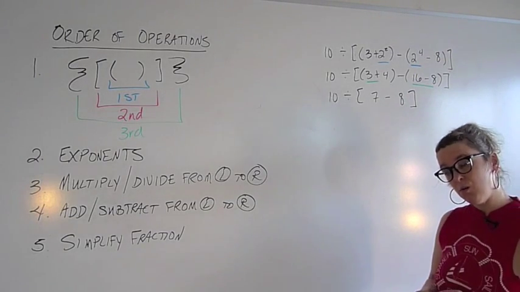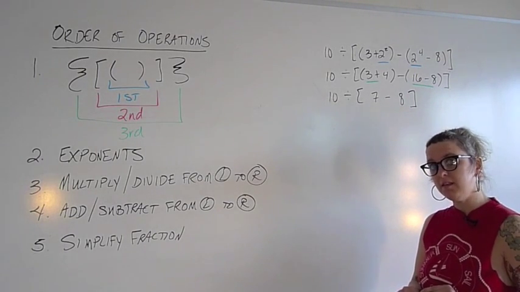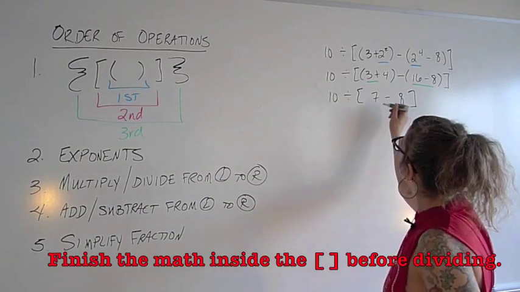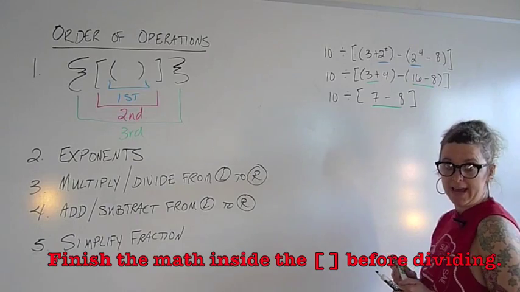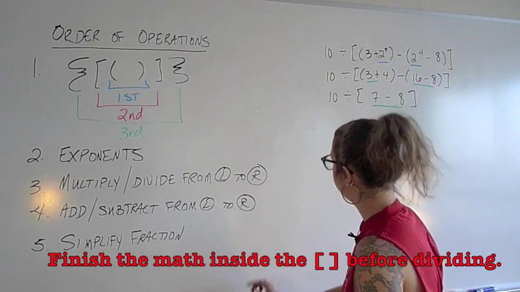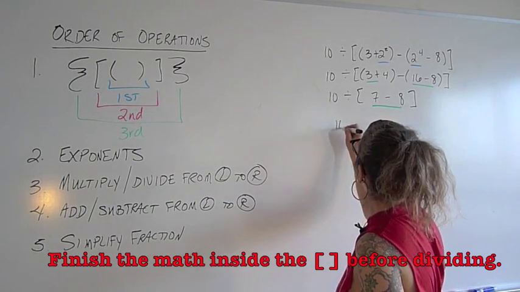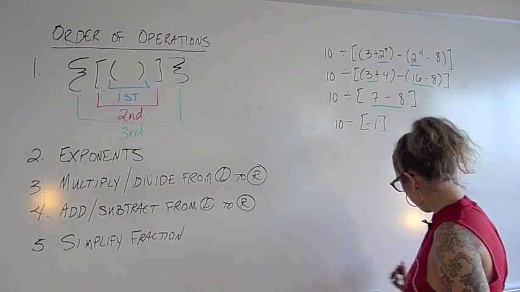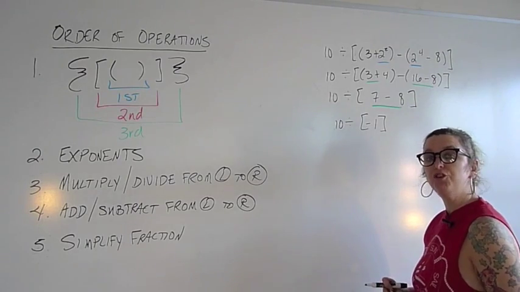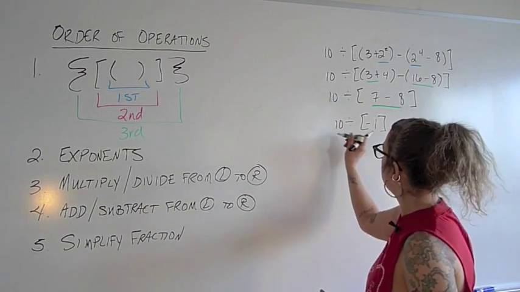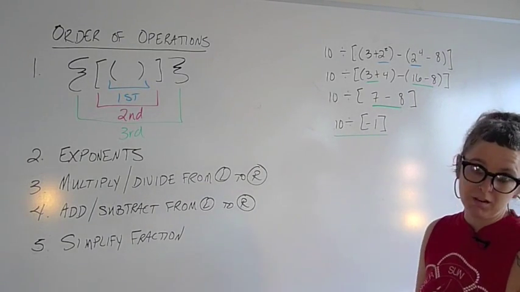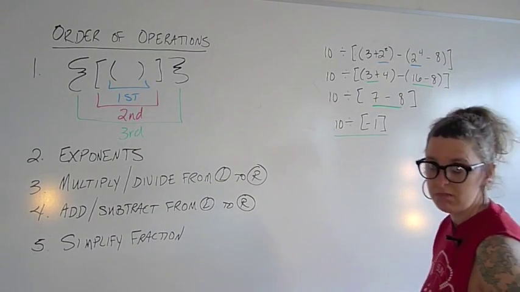Okay, so now we're left with our brackets. Next thing we're going to do is subtract. So 7 take away 8, negative 1. Okay. Last thing we have to do is a division problem. So we got a positive number divided by a negative 1, positive 10 divided by negative 1, negative 10.